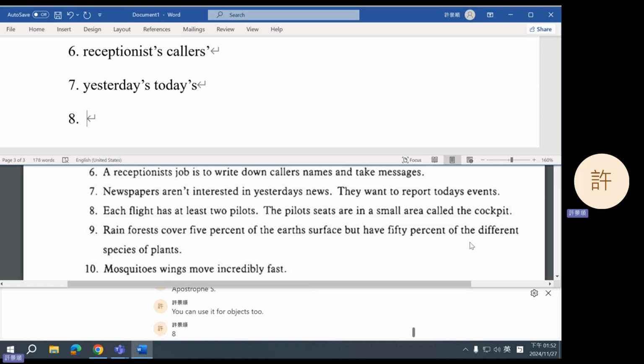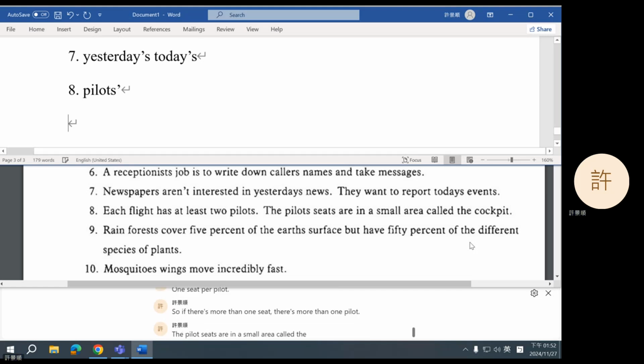Number 8, each flight has at least 2 pilots. The pilots' seats, 1 seat per pilot. So if there's more than 1 seat, there's more than 1 pilot. The pilots' seats are in a small area called the cockpit.